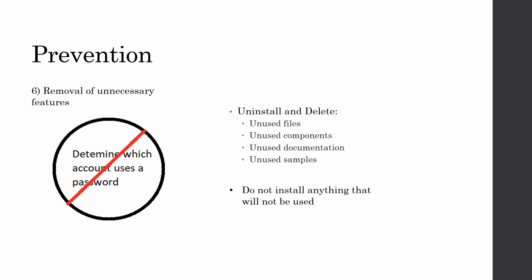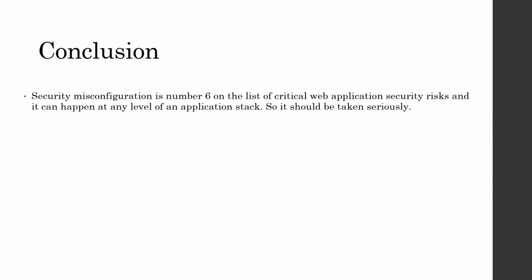So, in conclusion, security misconfiguration is number 6 on the list of critical web application security risks, and it can happen at any level of an application stack, so it should be taken seriously.